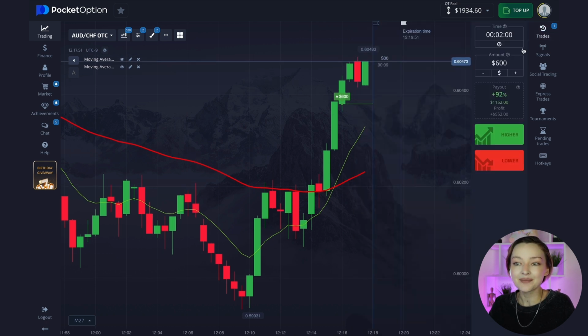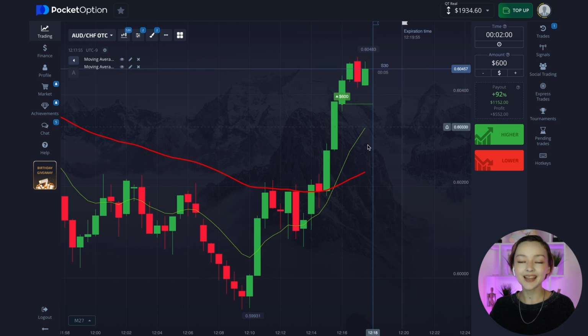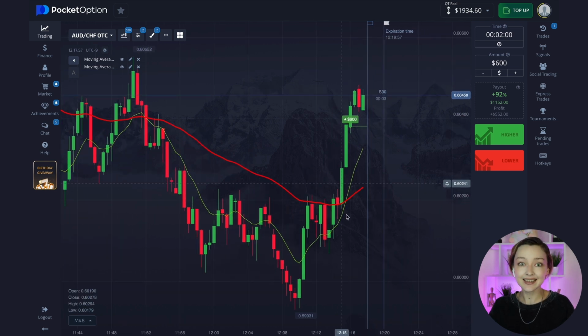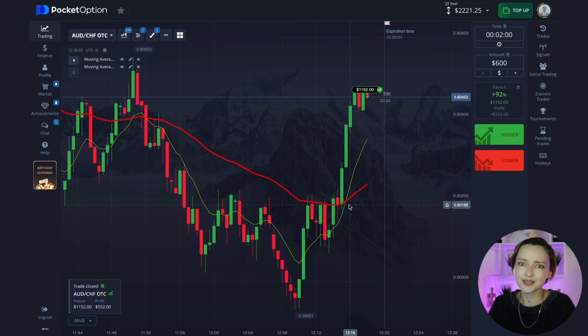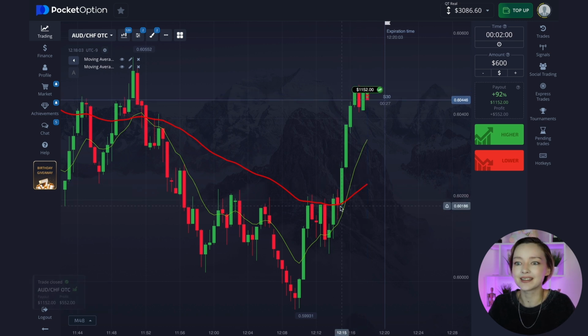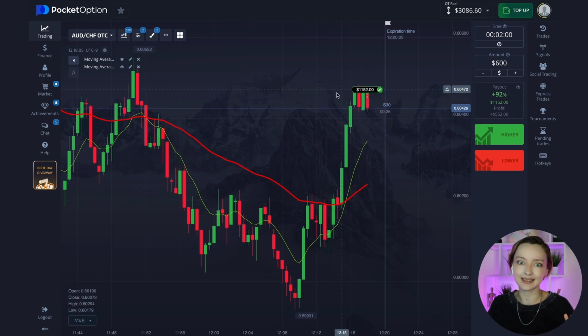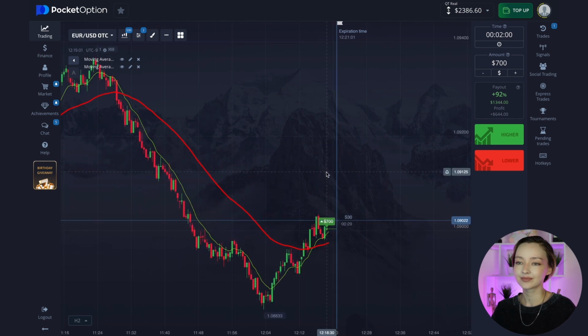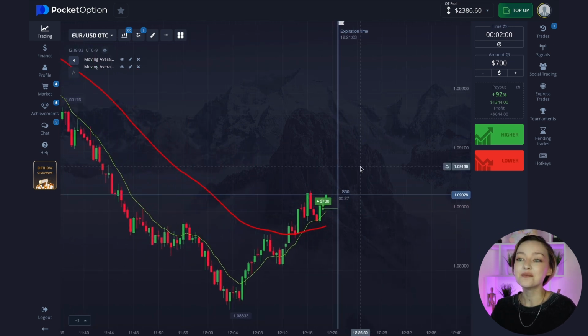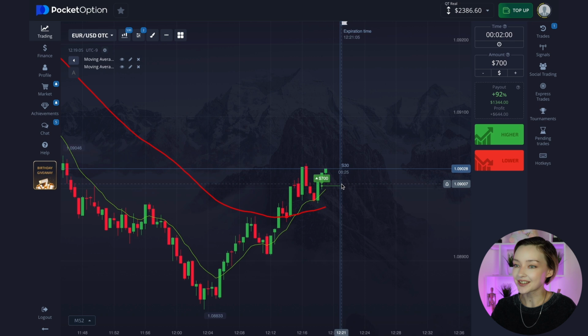Meanwhile, our trade is about to close. We're getting plus $552 of net profit in literally like 10 seconds. Be honest with me, guys, was this trade difficult? I don't think so. Such a simple trade. We got a signal and made a profit off of it immediately. Let's carry on.